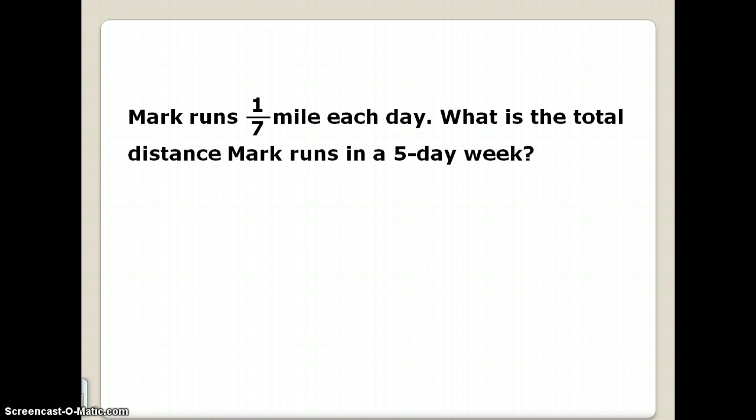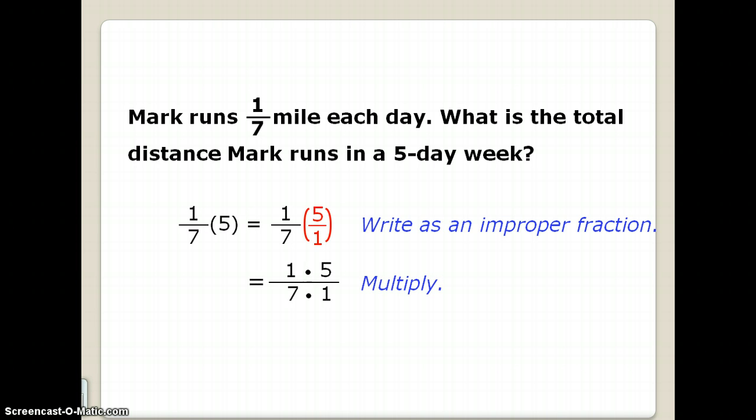Let's look at a couple examples. Mark runs 1/7 of a mile each day. What is the total distance Mark runs in a 5-day week? This is like repeated addition, so we could speed up the process. 5 times a week, Mark runs 1/7 of a mile. So that's 1/7 times 5.